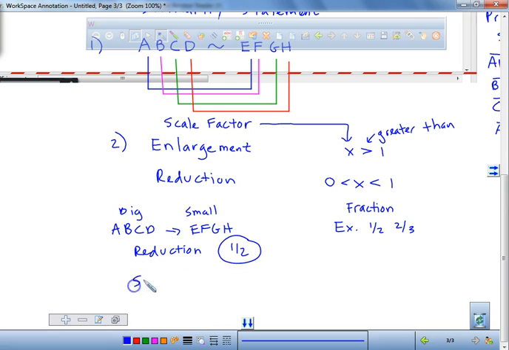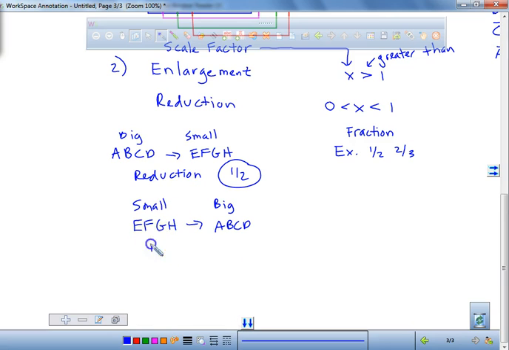But if you're going from small to big, that's saying, what if you started with E, F, G, H, and you were going to A, B, C, D? Then that's not going to be a reduction. That's going to be an enlargement, and our enlargement would be a scale factor of 2. So if you're going from big to small, it's going to be a half. If you're going from small to big, it's going to be 2.